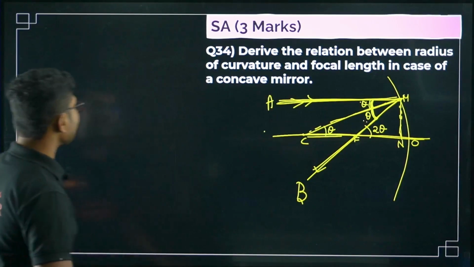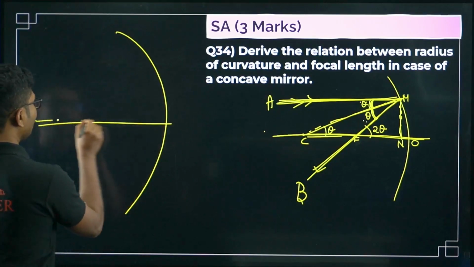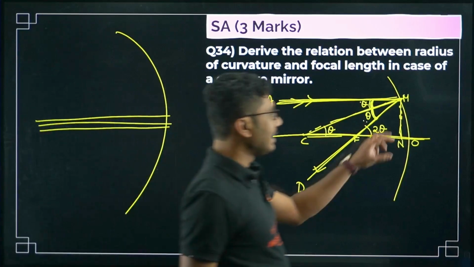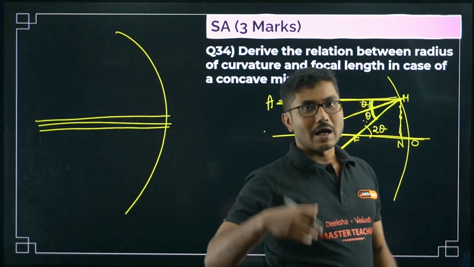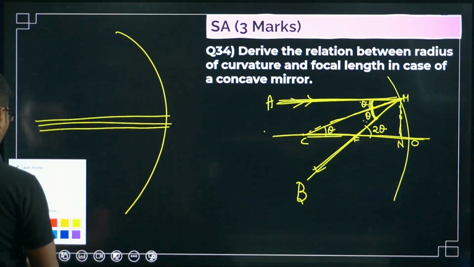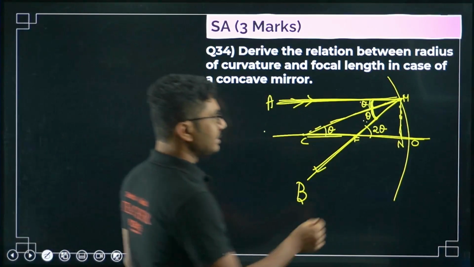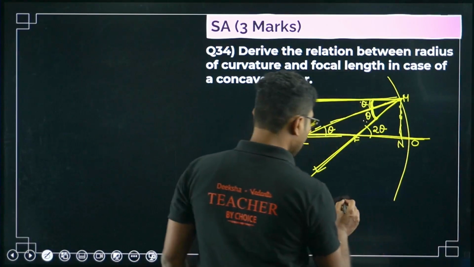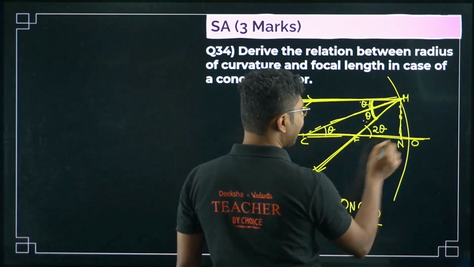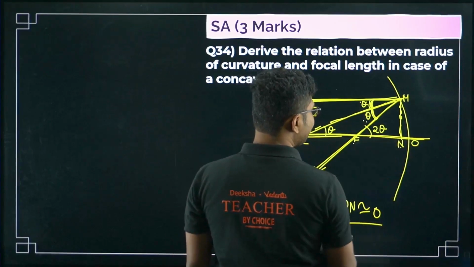What is the meaning of paraxial ray? Suppose this is the mirror. Paraxial rays are rays very, very close to the pole. Even though here it appears slightly distant, in practicality it is very close to the pole of the mirror, so we can approximate this distance to be 0. So ON is basically equal to 0. So CN is basically the same as CO, or FN is the same as FO.